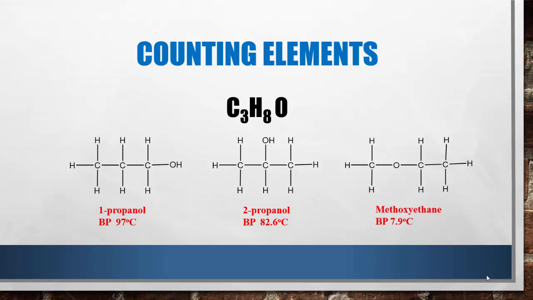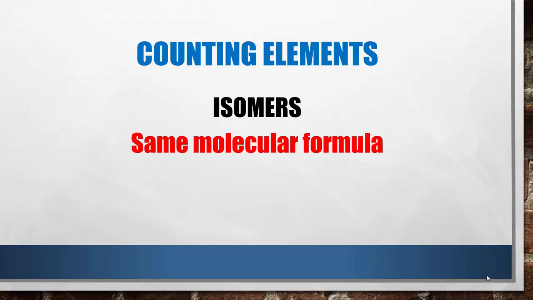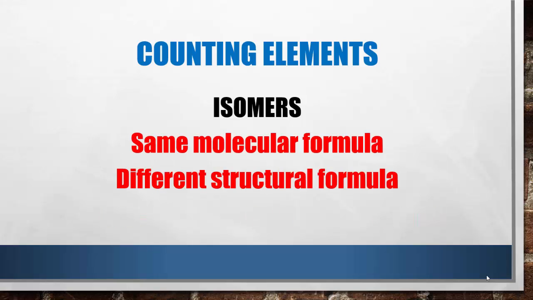They all have the same molecular formula, but all have different structural formulas. These are known as isomers, iso meaning the same molecular formula. So isomers simply have the same molecular formula, but different structural formulas.